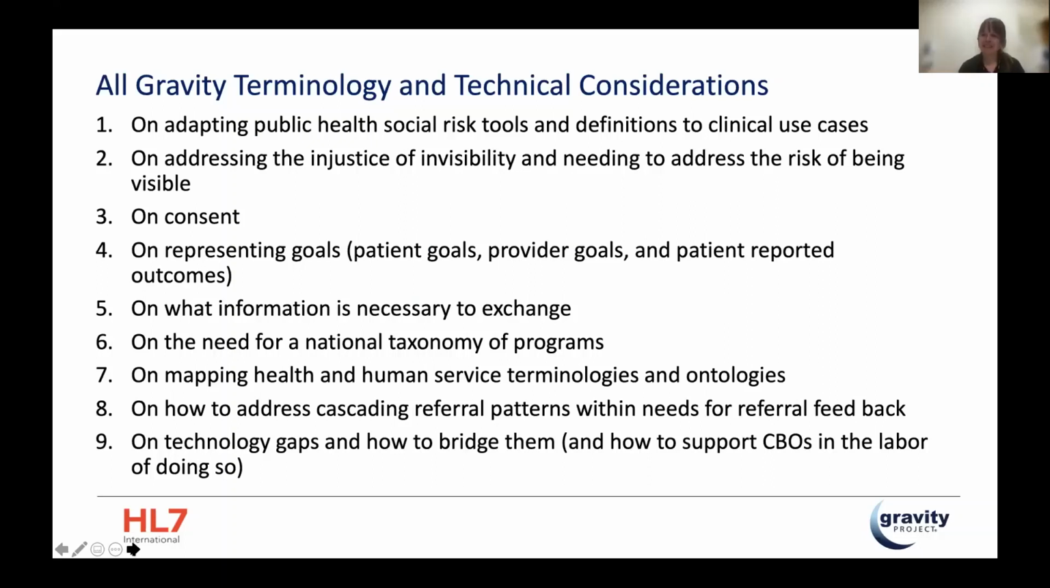One of the things that we consider is how fit it is to adapt public health social risk tools and definitions to clinical use cases. So as we work on our domains, we're often adapting definitions that were common in public health settings to meet clinical use cases.